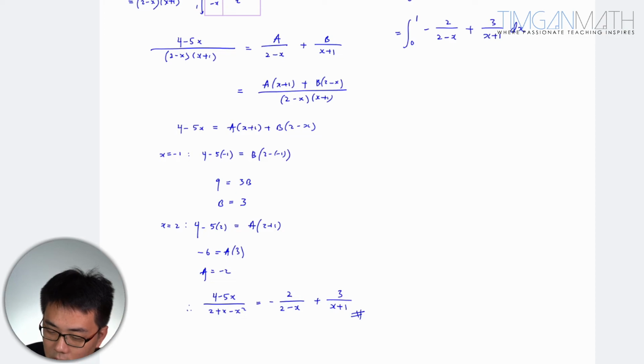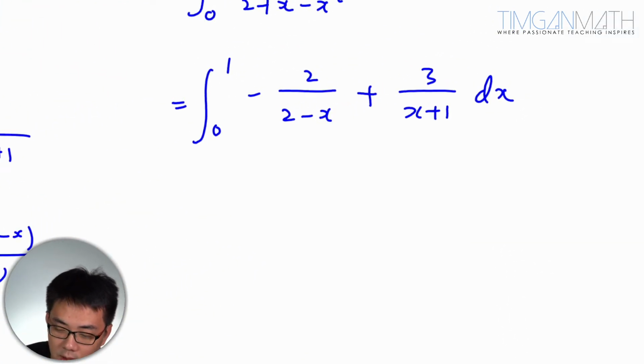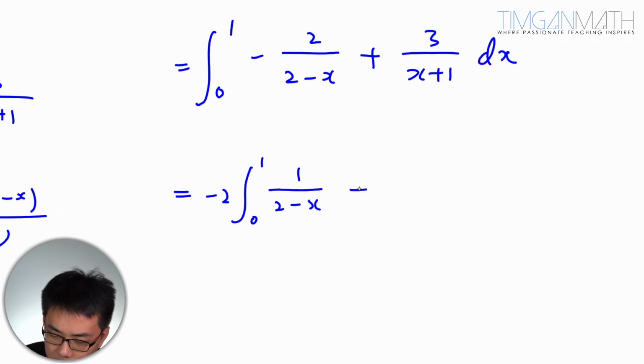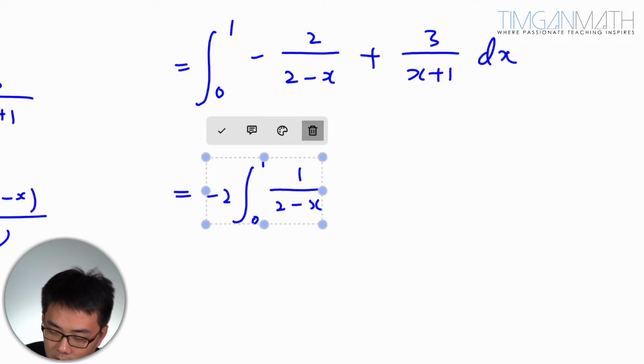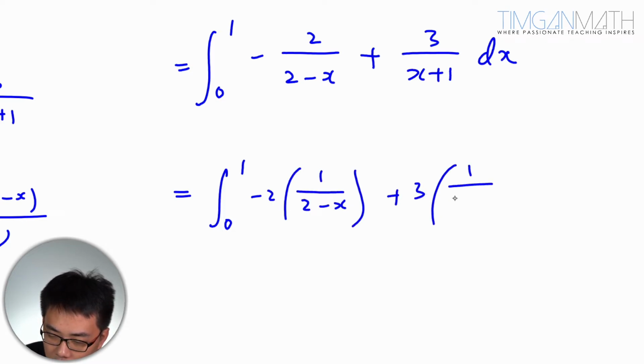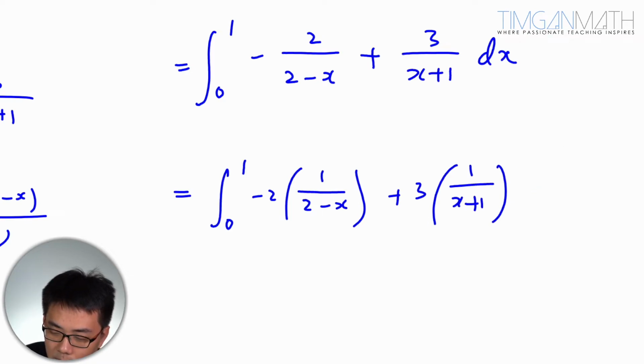Okay, so there you go. Once I've done it, I could just integrate this. This will just be, remember, ln. So maybe I just do this up carefully. This is the integral from 0 to 1 of -2 over 2 minus x plus 3 over x plus 1 dx. Okay, this is ln, logarithmic.